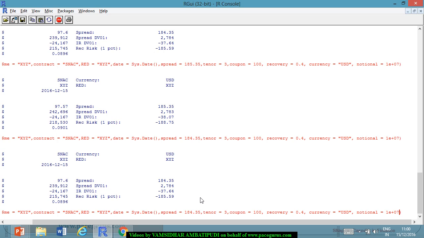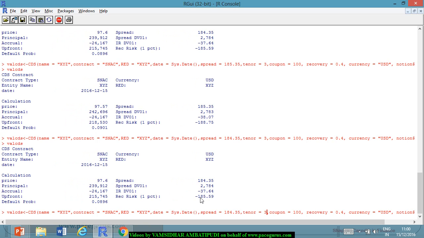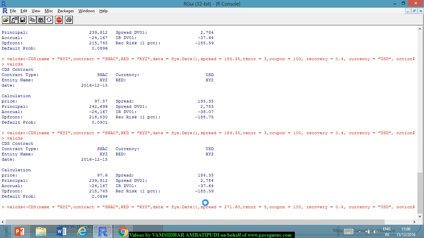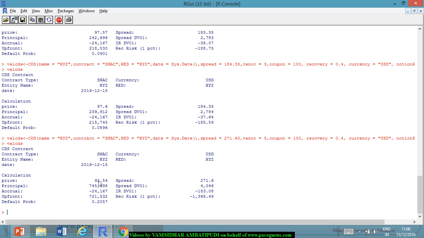I can also look at changing it for the 5-year contract as well. So I'll set this to 5, and instead of 189, I'll make it 271.6 for the 5-year case. Now let me see what major differences I observe, all else remaining the same. You can see here the price is 92.54. The upfront is very high. The probability of default is coming out to close to 20.57%. Based on the survival probabilities, this probability of default will get evaluated. So the upfront premium is coming out to 721.